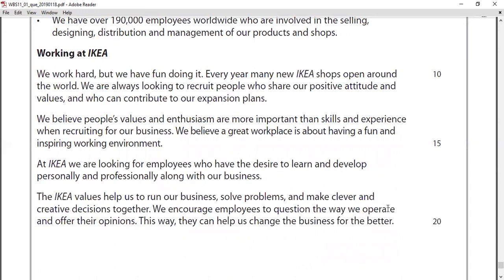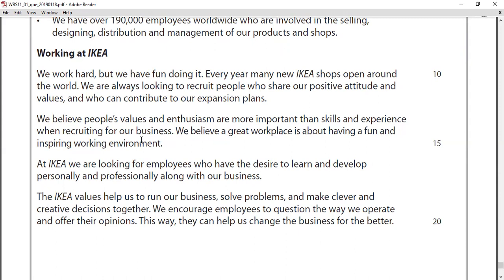We work hard, but we have fun doing it. Every year, many new IKEA shops open around the world. We are always looking to recruit people who share our positive attitude and values and who can contribute to our expansion plans. We believe people's values and enthusiasm are more important than skills and experience. That's another angle.